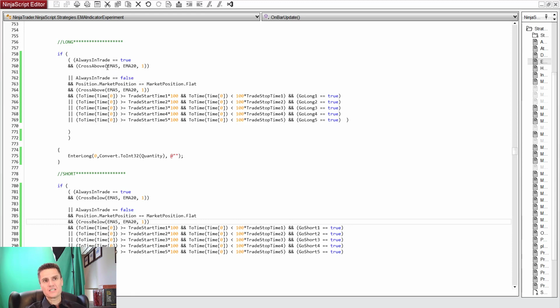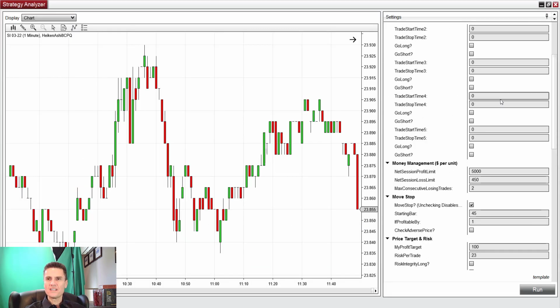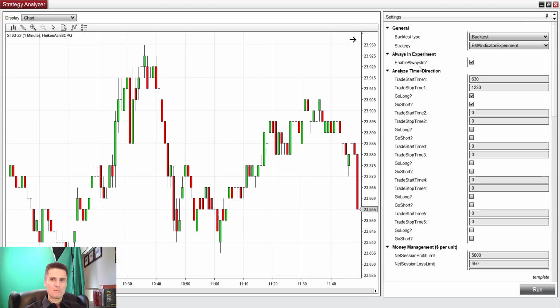So essentially this is saying that if the 5 crosses the 20, then it's going to enter the long position if this bull, the always in trade, is selected. And I'll show you what that means. And conversely, if the cross is happening below, the 5 is crossing below the 20, then we're going to go short. So let's begin the back test right now. And so here is the enable always in.